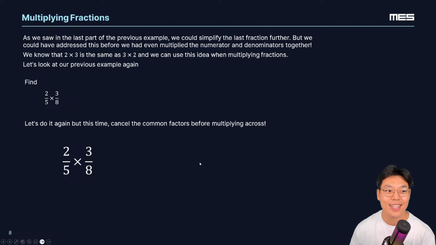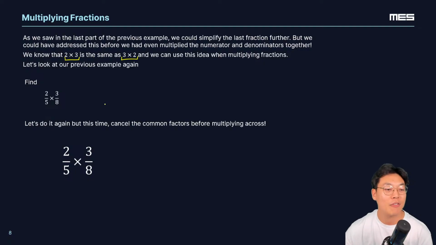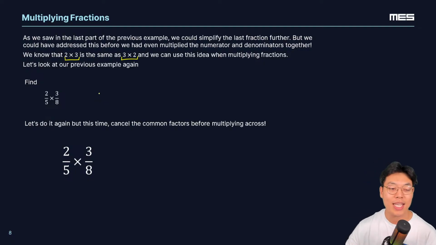All right. Now, as we saw in the last part of the previous example, we could simplify the last fraction further, but we could have addressed this before we had even multiplied the numerator and denominators together. We know that 2 times 3 is the same as 3 times 2. Does anyone know what this property is called? Because a lot of you may have learned this terminology in school already. What is this property called where 2 times 3 is the same as 3 times 2?